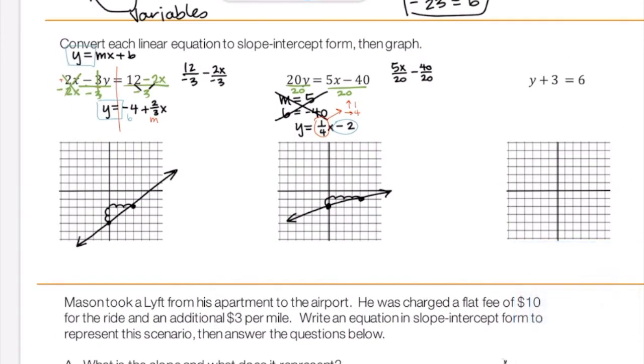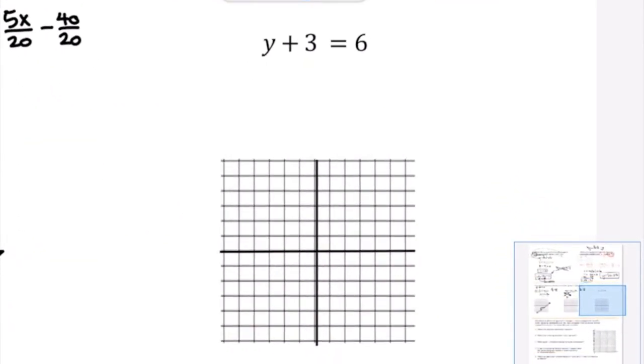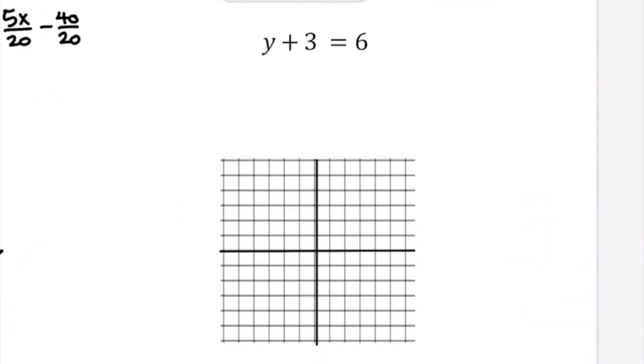Okay, last one is a weird one, but I think it's really important to see. So we've got y plus 3 equals 6. We can't identify slope and y-intercept until we've isolated our y. So let's go ahead and do that. So think what's keeping y from being isolated is the 3. It's being added, so how do we get rid of it? We're going to subtract it. Whatever we do to one side, we do to the other.